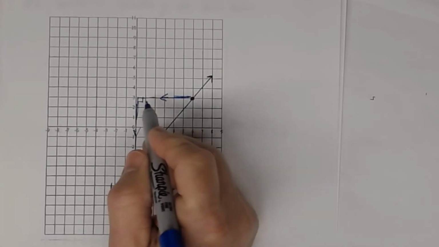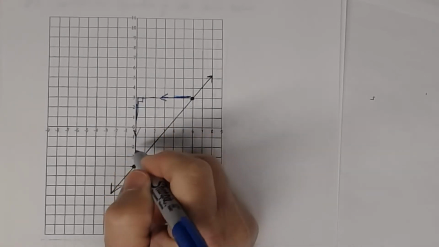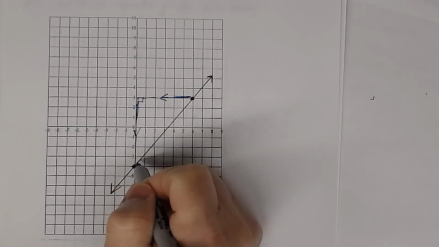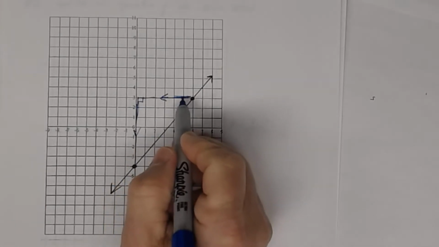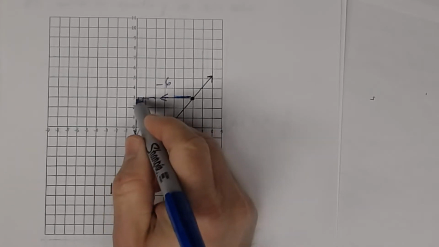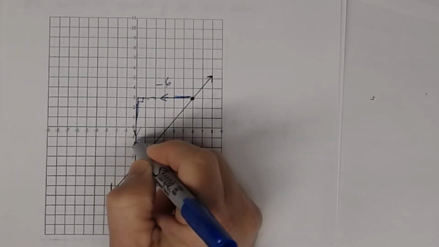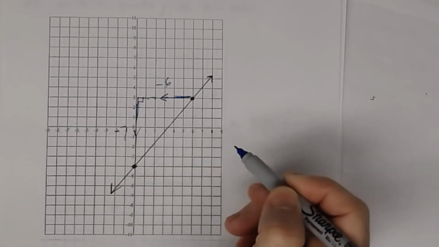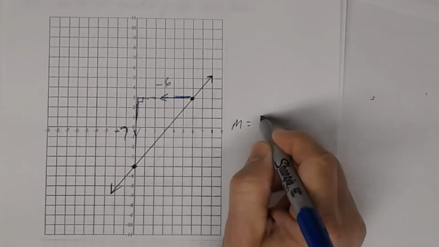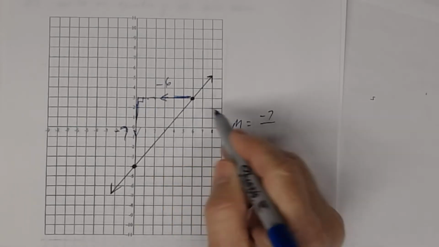So if I start here and go to this point using this path, let's count the units. Remember, I'm going to the left, so it'll be negative. I'm going down, so that'll be negative. So 1, 2, 3, 4, 5, 6. That's negative 6. And then down, 1, 2, 3, 4, 5, 6, 7. Negative 7, right? And so my slope will be rise, which is negative 7, divided by run, which is negative 6.